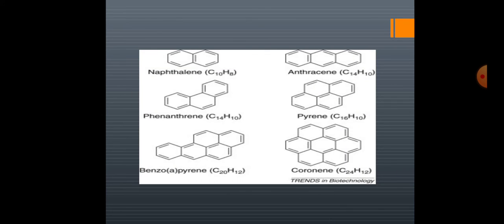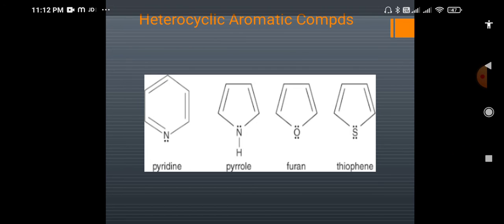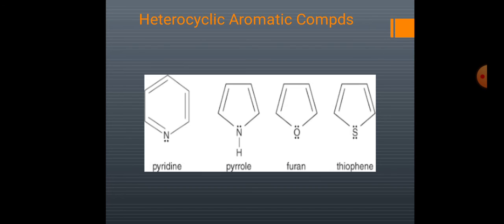There are more examples: naphthalene, phenanthrene, anthracene, etc. And what is the peculiarity of these? These are polycyclic aromatic compounds. Now these are heterocyclic aromatic compounds. What do you mean by heterocyclic? Other than carbon, you have a heteroatom in the ring. In pyridine, it is nitrogen. In pyrrole, it is again nitrogen. Furan, oxygen. Then thiophene, sulfur.